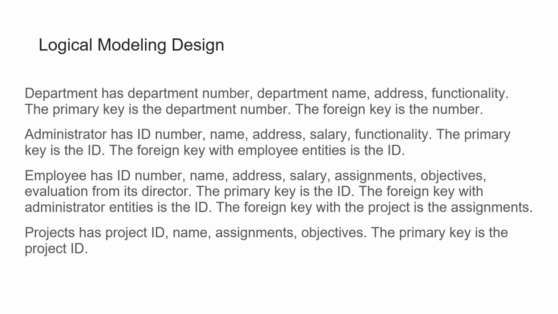And the employee has an ID number, name, address, salary, assignments, objective, and evaluation from the director. And the primary key is ID. The foreign key with the administrator entity is ID, and the foreign key with the project is assignments. And the project has a project ID, name, assignments, and objectives, and the primary key is the project ID.